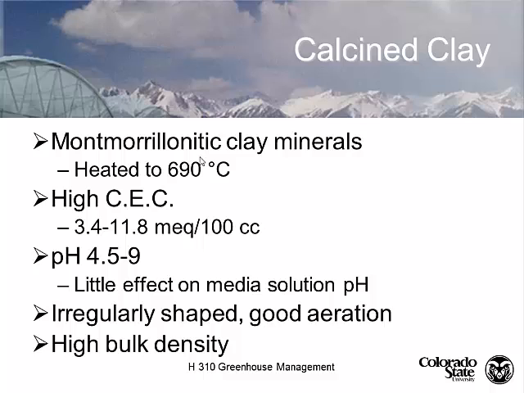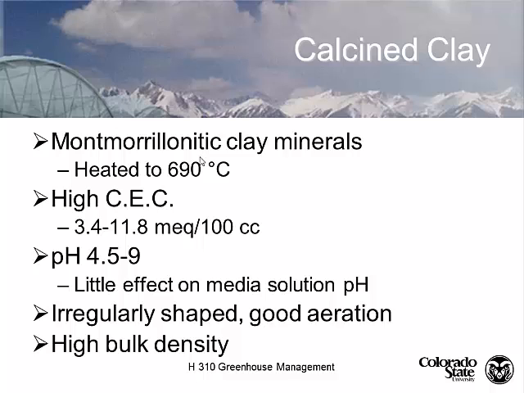So, calcined clay. Montmorillonite clay materials. It's got a high cation exchange capacity. It's got a high bulk density. Most of you have probably handled calcined clay if you have kitty litter in your house. That's what it is. Kitty litter is calcined clay. Kitty litter's got perfumes and some other things in there, which makes it undesirable for potting media.